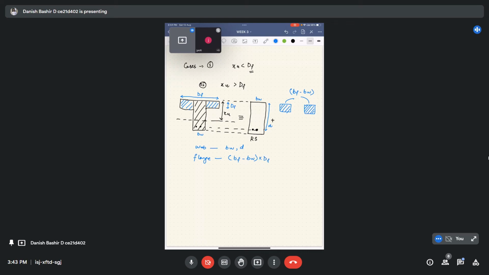Now here comes another scenario. Now the depth of the neutral axis is greater than the depth of the flange, but we remember that the stress block given by the IS code is like this. It is having some rectangular part like this, and after that it turns to a parabolic part like this.